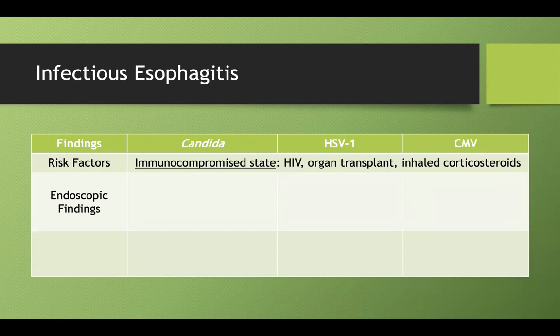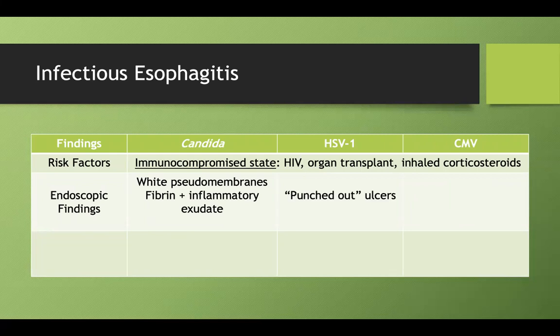On endoscopy, what you're going to find in Candida are these white pseudomembranes, which are made of fibrin and inflammatory exudate. I have seen it labeled as that, so that's why I wrote that down from a test question. It mentioned, on an endoscopy, we see a fibrinous material with inflammatory exudate. And so you had to know that was what Candida's pseudomembranes are made of. HSV1 is punched out ulcers. And then CMV is linear ulcers.